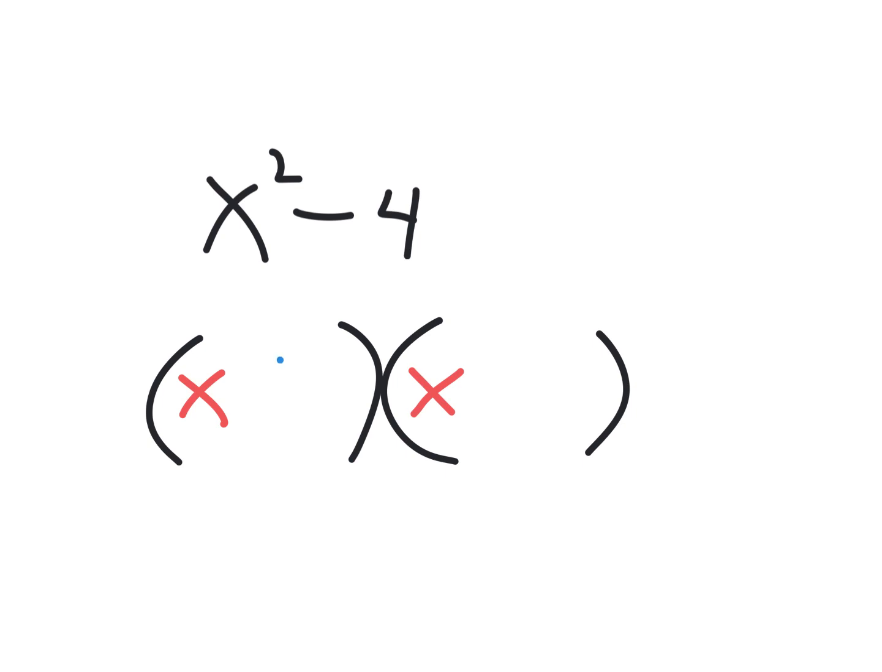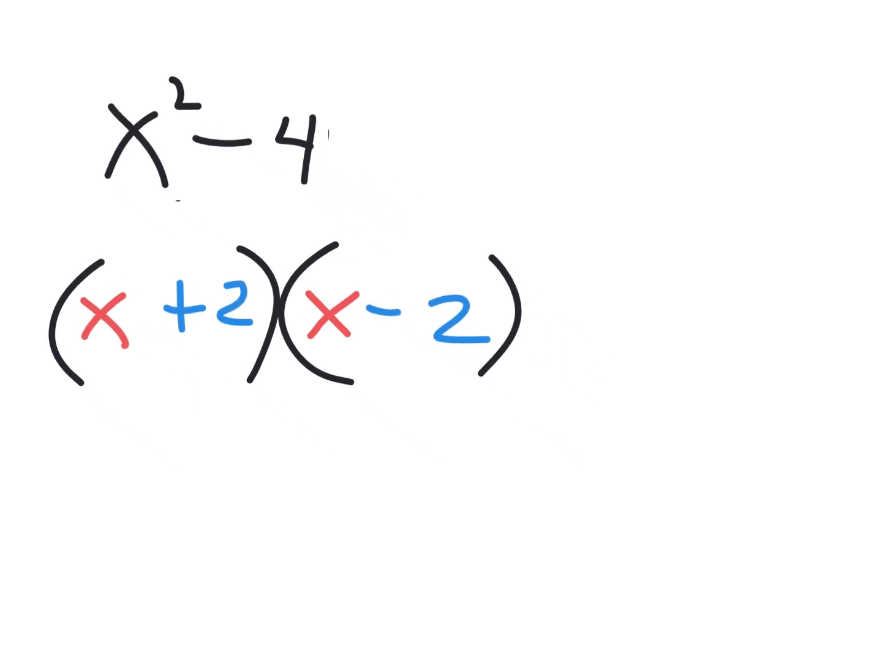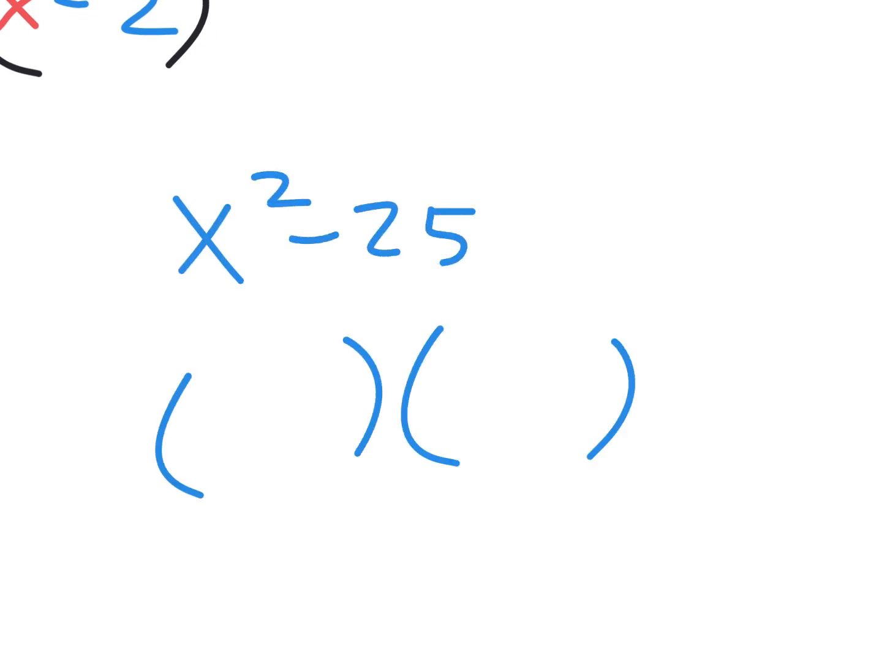Okay, so I know you were learning this in your other class. Who had x plus 2 and x minus 2? Okay. If you didn't, look at it and see what I did. I did the square root of this, and I did the square root of this. And there's a plus and a minus. All right, let's make sure you got that. X squared minus 25, don't say it, write it. It should be like easy peasy.